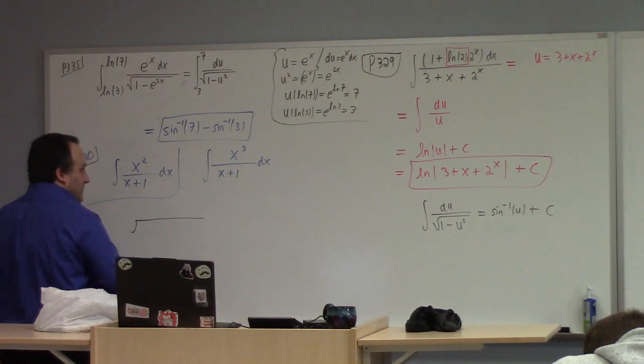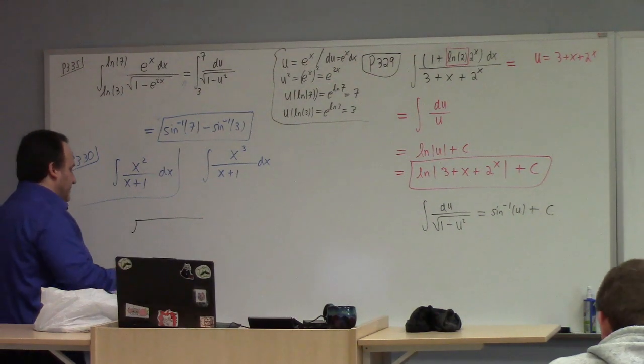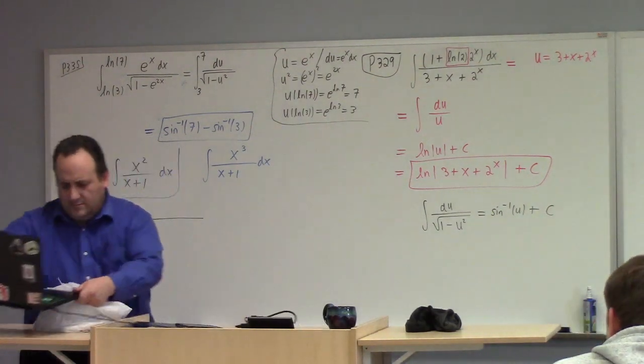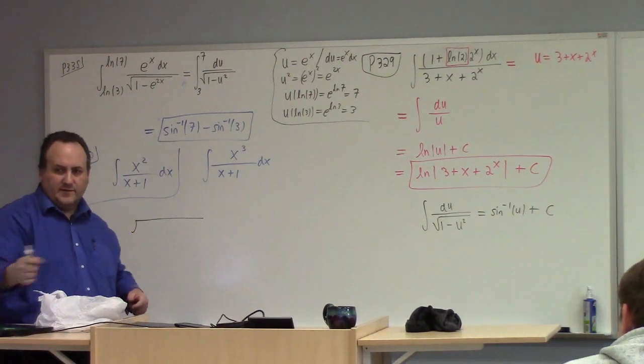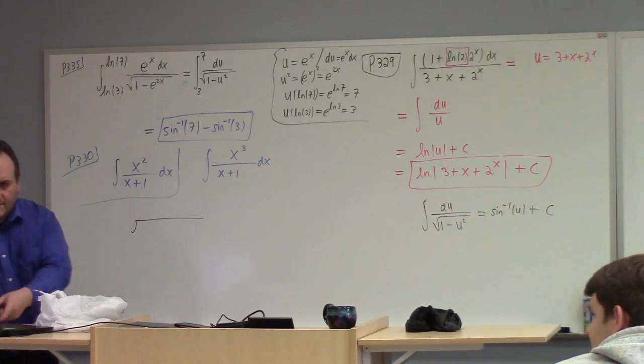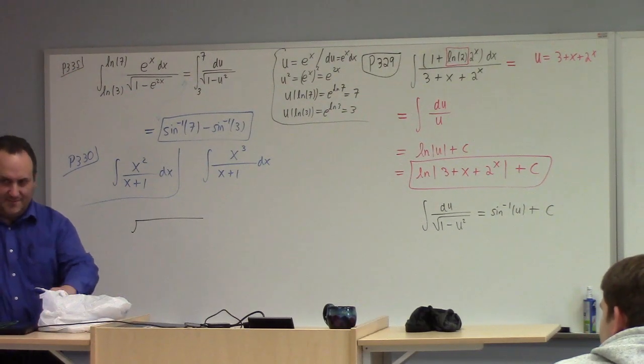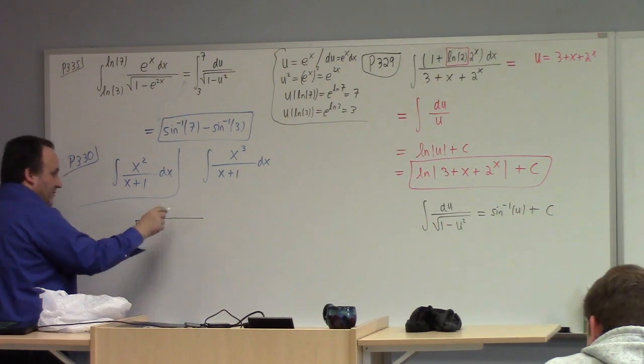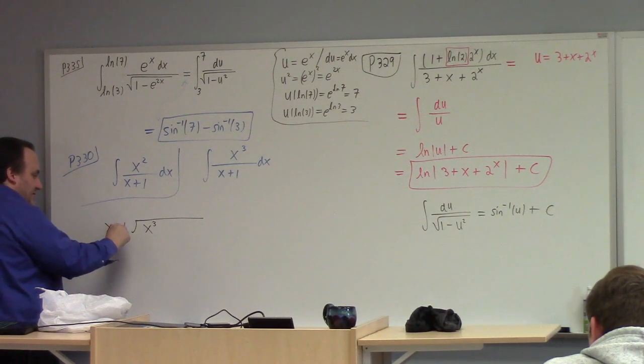So, long division. Can you guys see this, or am I below the event horizon there? Better? Okay. So we have x cubed, and we're dividing x plus 1 into it, yeah?